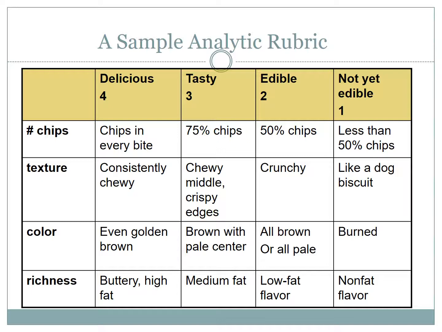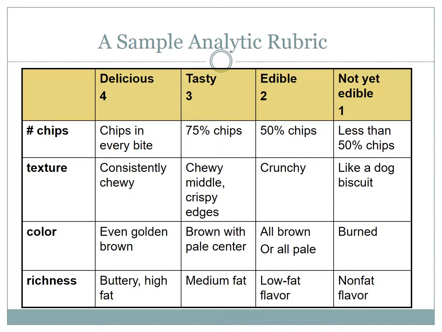It does get a little more subjective with texture, like a dog biscuit. Well, that's kind of difficult if you've never had a dog biscuit, but crunchy, you could probably figure out which was crunchy, chewy middle, crispy edges, you could probably rate that, and consistently chewy, you could probably rate that. The color you could probably rate because it's fairly objective, brown with pale center, for example. And the richness you could probably judge from the taste. So this is fairly objective, although not all the way.